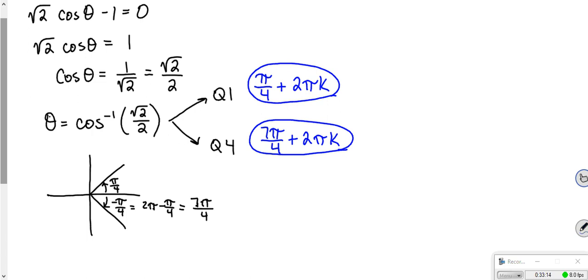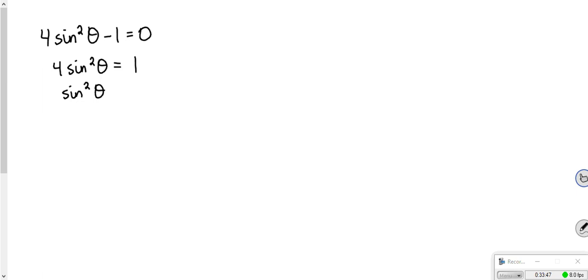Okay, next one, number 8. Find all solutions of the given equation. So now I have 4 sine squared theta minus 1 equals 0. Now, I have to solve for just sine theta. So this is 4 sine squared theta equals 1. Then divide off the 4. So sine squared theta equals 1/4.